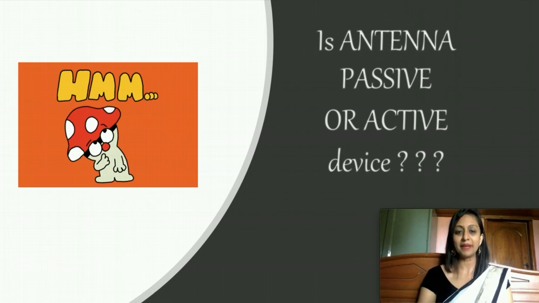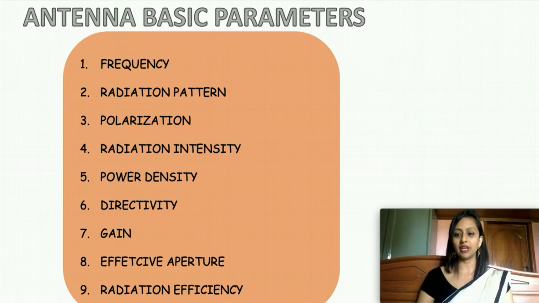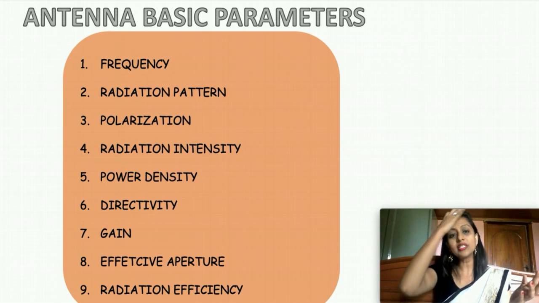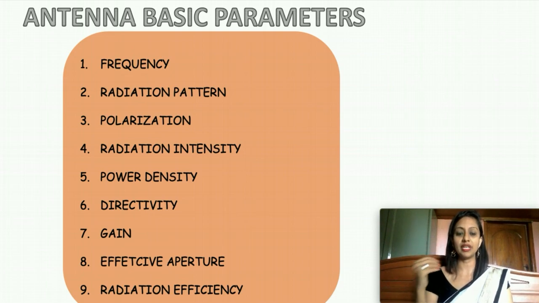Coming to the basic parameters we need to know to design an antenna, the first thing is frequency. If I say please design an antenna, the first question you would ask is what its frequency is, because the dimension depends on that. There are n number of other things we need to know, like the radiation pattern: do I need omnidirectional or directional? What is the polarization? Then there are radiation intensity, power density, directivity, gain, effective aperture, and radiation efficiency. We'll see all these things one by one today.